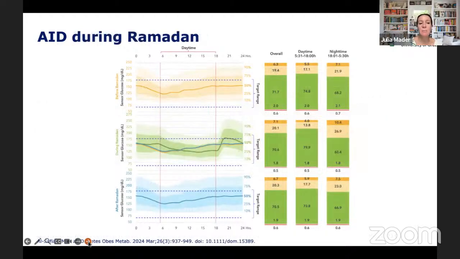Then an interesting aspect: AID during Ramadan. Can AID also work if people are fasting over the day, but then having a feast each night? In the period before Ramadan, we saw a very good performance of AID, meeting the targets overall, with slightly worse performance at night. During Ramadan, as said before, the feast is during the night, so that's probably challenging a bit more for achieving the treatment targets. But during the day, during fasting, people nearly achieved 80% time in range without having risk of hypoglycemia. The post-Ramadan period was again very comparable to the pre-Ramadan period. So transitioning between the three periods seemed to be working.